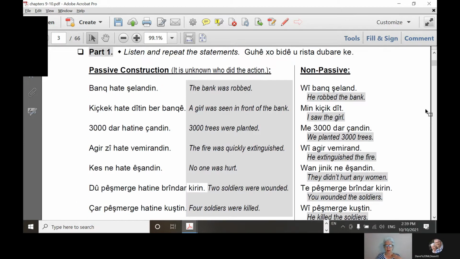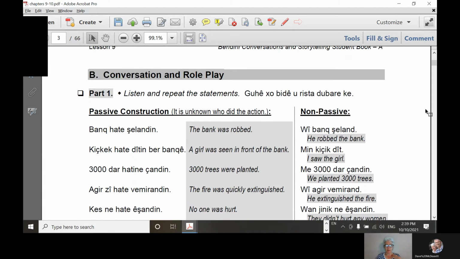The one thing that I want to point out to you is on page 194, at the top of the page, where it's talking about passive construction. So in English, if something was passive, we say, for example, the bank was robbed. Now, if it wasn't passive, we would say, for example, he robbed the bank, and we know who he is. At least we know that he is a pronoun. But when it's passive, we don't know who did the action.